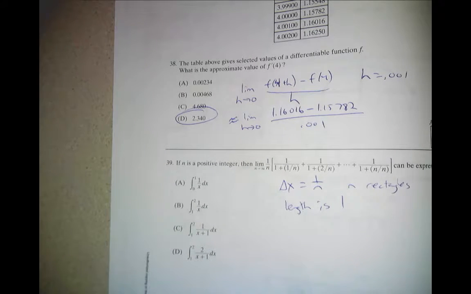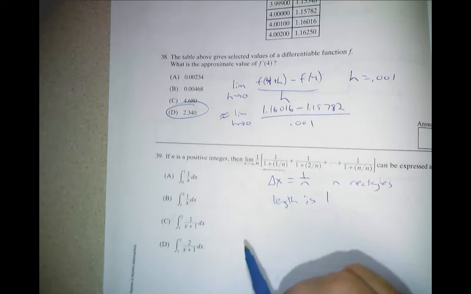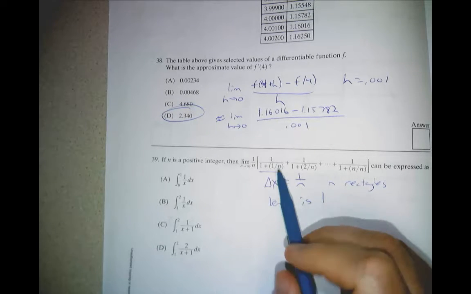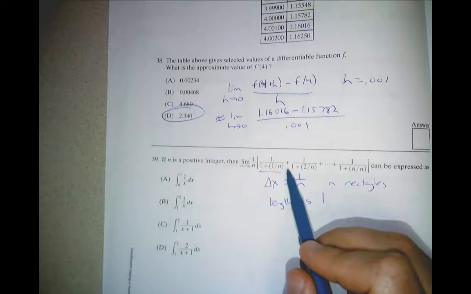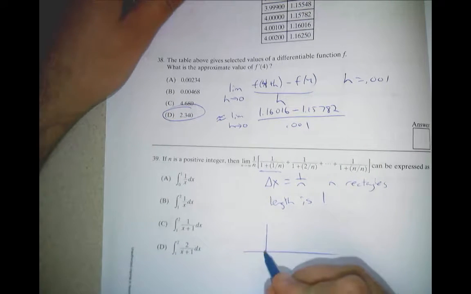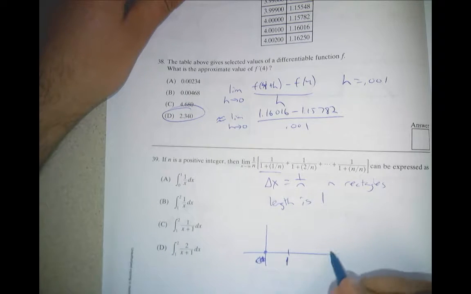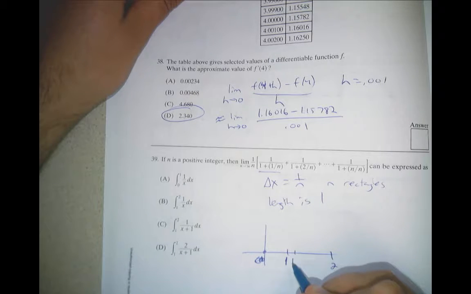So that doesn't really help me too much. What helps me, though, is the function that I'm actually integrating, right? So I'm using the function 1 over 1 plus whatever number I'm plugging in. So think of it like this. I'm going from 0 maybe. Actually, no, I'm going from 1 to 2, aren't I? So here's 0, here's 1, here's 2. This would be 1 plus 1 over n, and this would be 1 plus 2 over n, and so on.